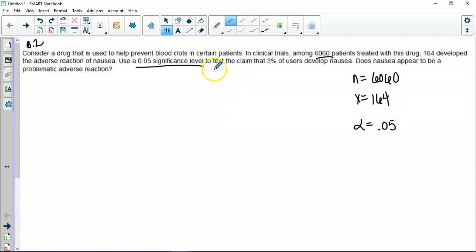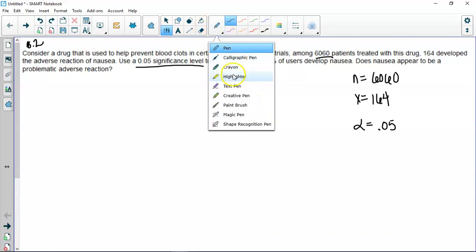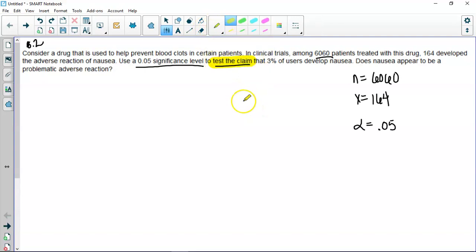And then here come the magic words. Test the claim. When you hear test the claim, get your pen ready. If you hear test the claim, that means you have a hypothesis test and not a confidence interval. If it's a confidence interval question, it will say find the confidence interval. If it's a hypothesis test, it will say test the claim.